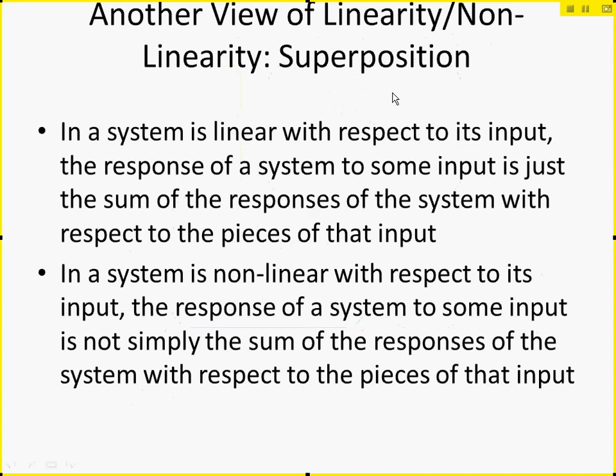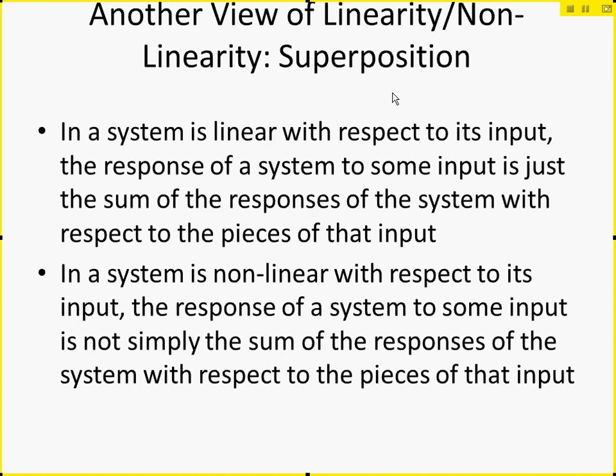If you could take the input apart, so you have an input of a certain number of people who are initially in each stock, and you consider a bunch of scenarios where you only have people in this stock, you only have people in this other stock, you only have people in that other stock. If you can figure out the system's responses to each of those and sum them up, and that's the system's response to having all those people across all these different stocks, then that's a linear system. A linear system will have that property.